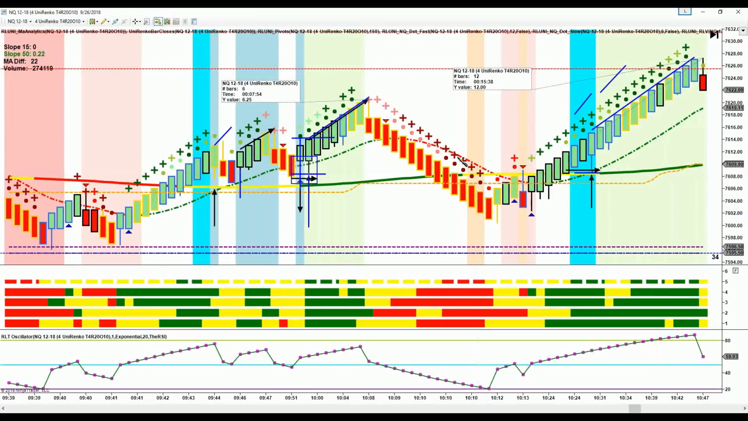The 50 doesn't cross till here. And when it does cross, you have no quants. So you can't take this candle short. So just the signals on the software prevent you from trading. And you can't take this move short because the 15 never crosses the 50. And what happens? It goes right back up.